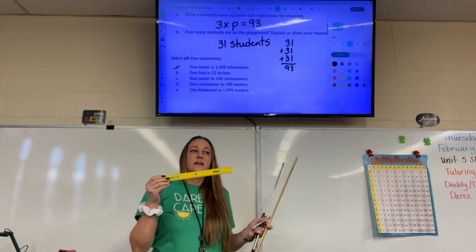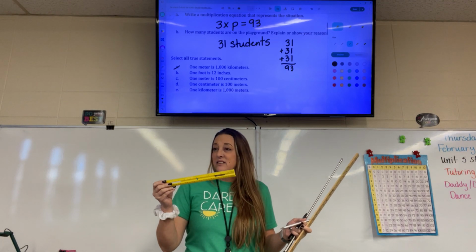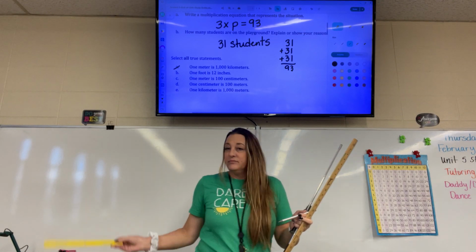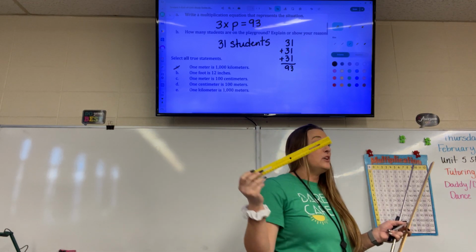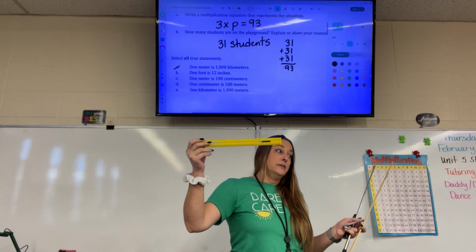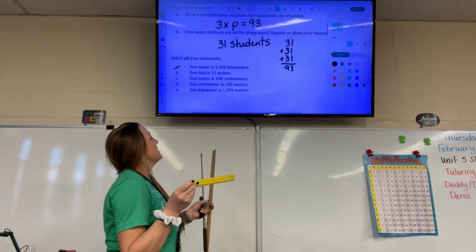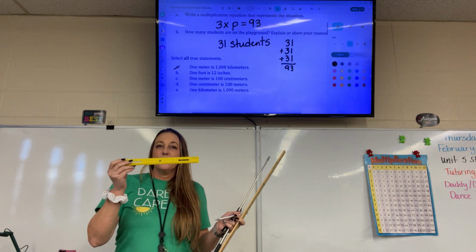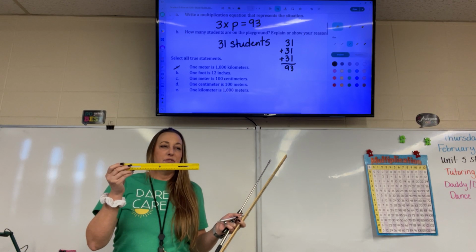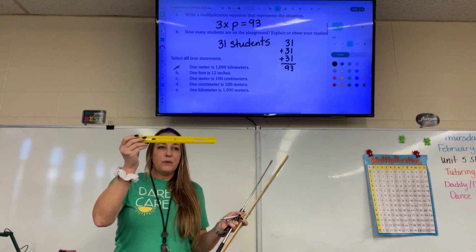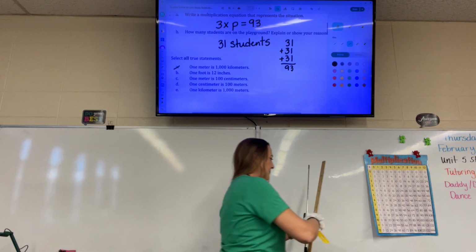This thing is a foot. It's kind of roughly the size of an adult foot. Not perfect, but to try and give you a little bit of an idea of the size of a foot, it's about the size of a foot. So the next one says 1 foot is 12 inches. Is that true or false? Thumbs up for true, thumbs down for false. 1 foot equals 12 inches. True. Circle it.